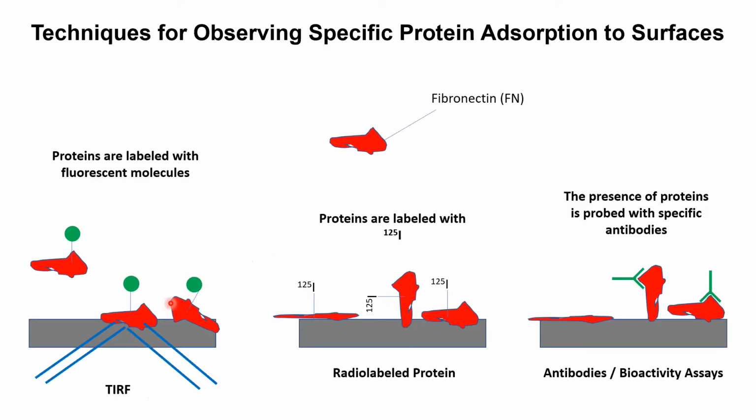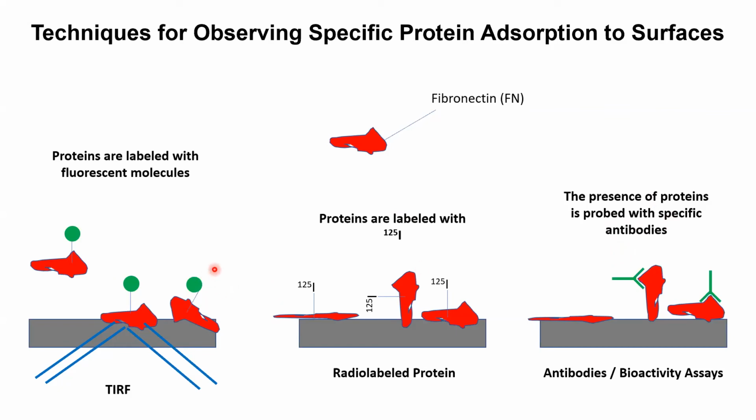Because of the importance of protein fouling and protein surface interactions in cell biology and biomedical materials, there's a large number of techniques available for characterizing this. And I would say very broadly, I would group these into two categories. There are fluorescence-based techniques like TIRF. There are techniques where we radio-label our proteins. I-125 is probably the most common way of doing this. And then there are antibody and cell-based assays as a second category.